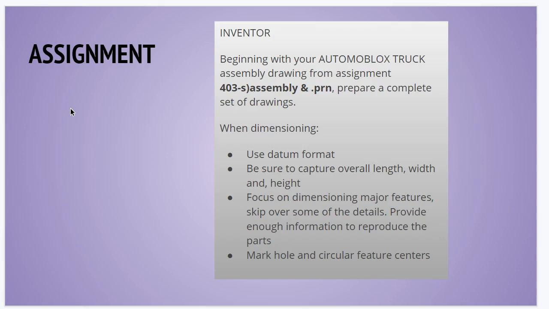For example, on the rim, you may have a very complicated spoke pattern. Don't spend time trying to dimension all of that. And on the tread, it may have a complex pattern on the outside, so you don't need to really dimension that. So focus on the dimensions that describe the overall shape and most of the key parameters to reproduce that part.